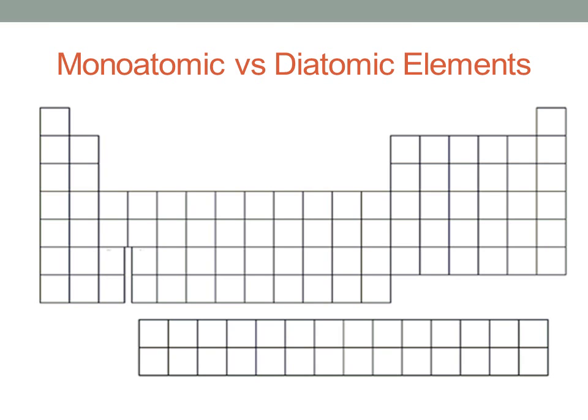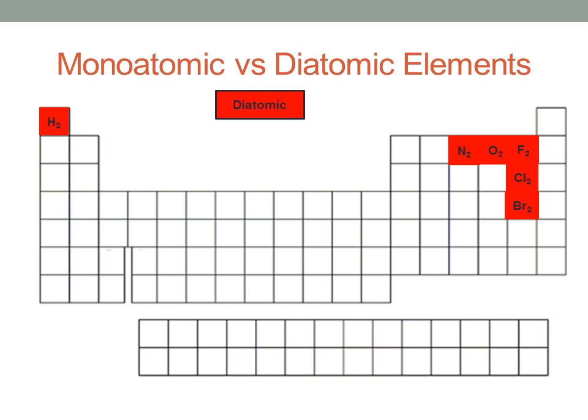A second type of grouping is in terms of how their atoms exist in nature. Diatomic elements exist as 2 atoms covalently bonded together to form a single molecule. The diatomic elements are hydrogen, nitrogen, oxygen, fluorine, chlorine, bromine, and iodine. The rest of the elements are monoatomic and exist as a single atom in nature.